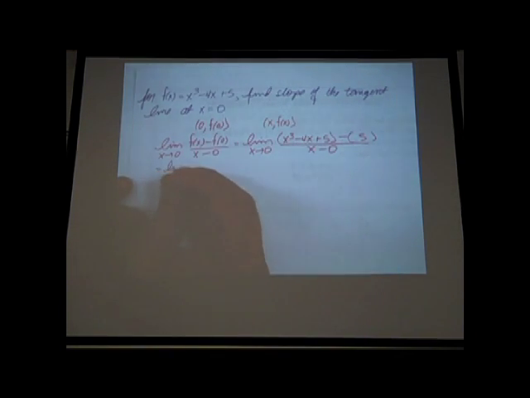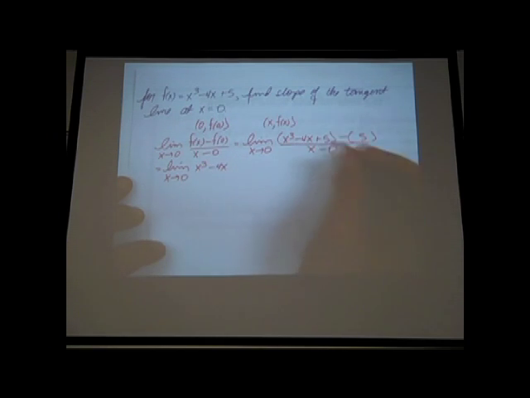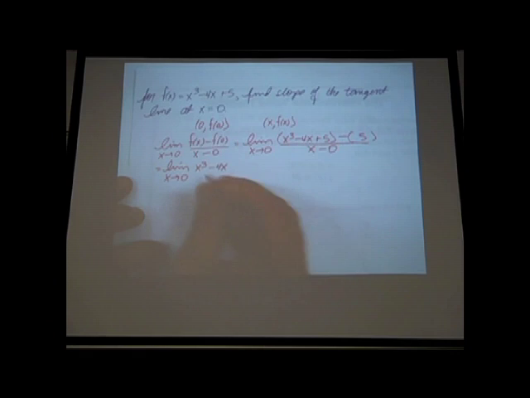And so we get the limit as x approaches 0 of x cubed minus 4x plus 5 minus 5, all over x. Those 5s cancel out. If we were to plug in 0, we're going to get 0 over 0. Uh-oh, it's the indeterminate form.